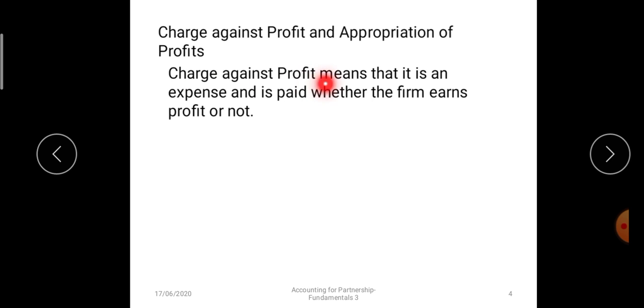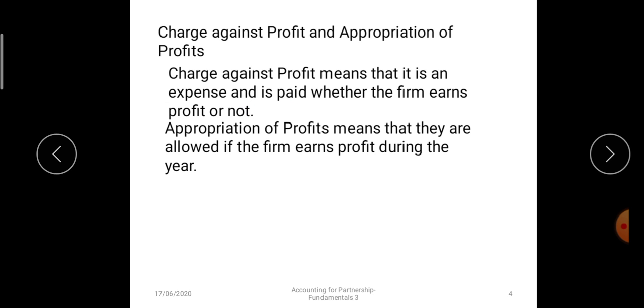Charge against profit means that it is an expense and is to be paid whether the firm earns profit or not. The next term is appropriation. Appropriation means distribution. So appropriation of profit means distribution of profits among the partners. After the settlement of charge against profit, whatever profit is left will be distributed among the partners in the firm. So it is known as appropriation of profit, and profits will be distributed when the firm earns profit.